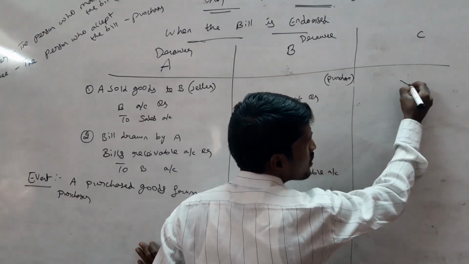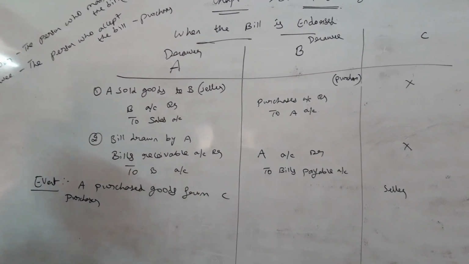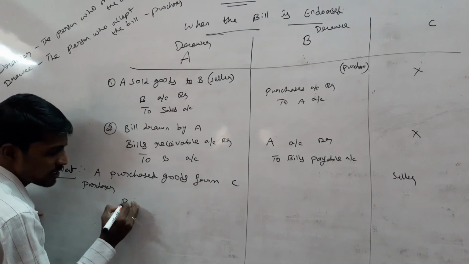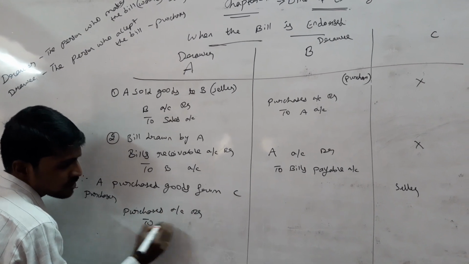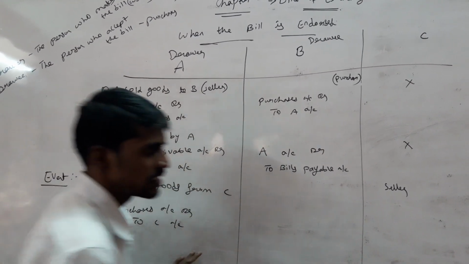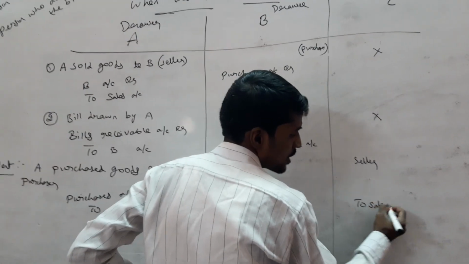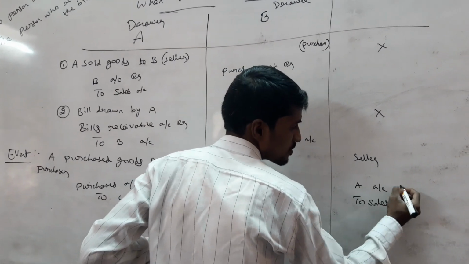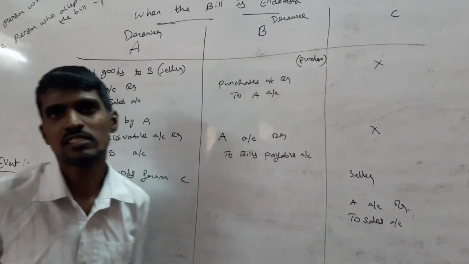Here there are no entries, he has no connection. Here A became the seller and B became the purchaser. So what will be the entry? Same to same. Purchaser's account debit to C account. Same to same. He is the seller, so to sales account. Who will come inside? A account debit. So receiver the debit and what goes in sales.